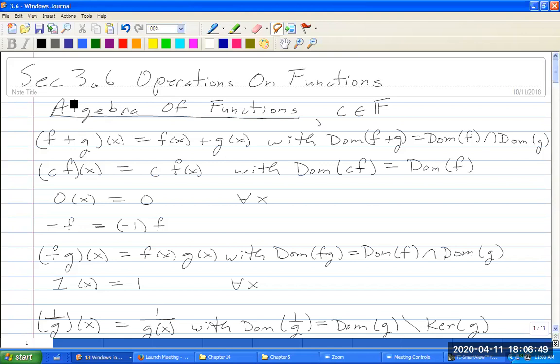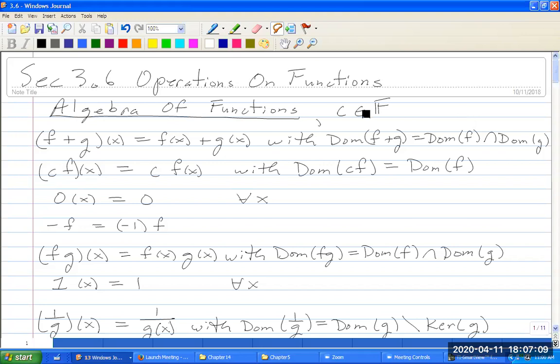So let the rule for F plus G be as follows. F plus G at X is just F of X plus G of X, where the domain of F plus G is just the domain of F intersect the domain of G.